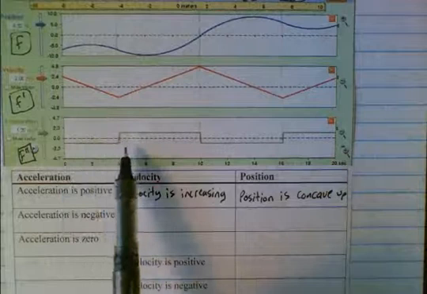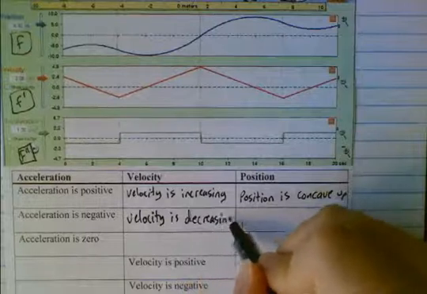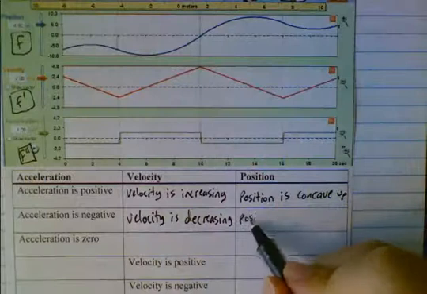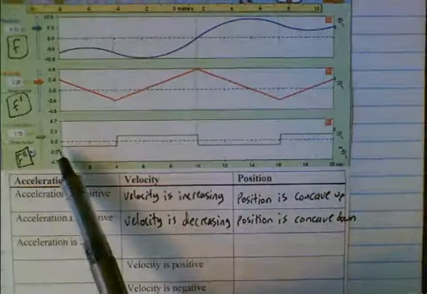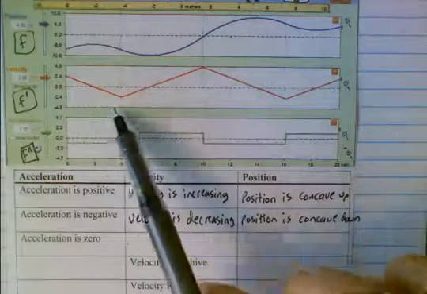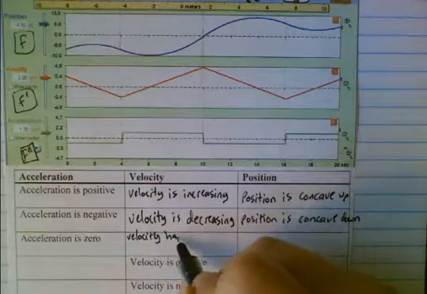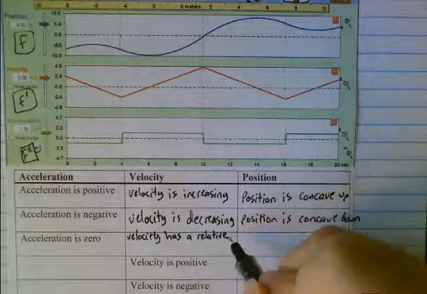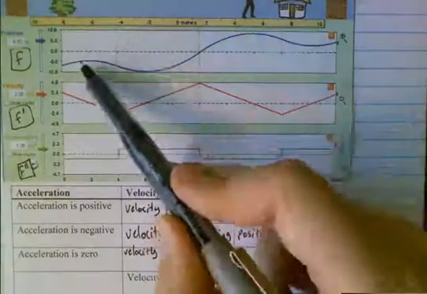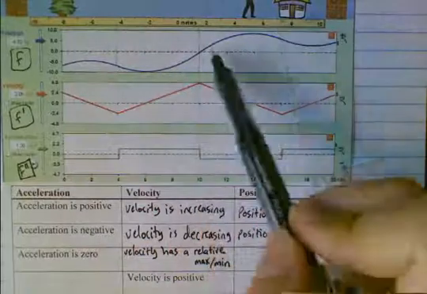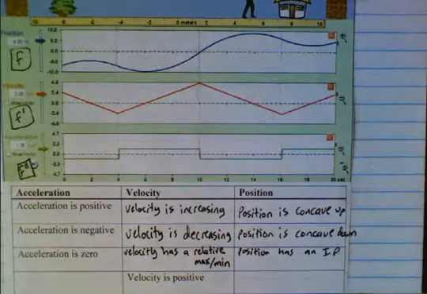Looking at when acceleration is negative, notice velocity is decreasing both times, and position is concave down both times. When the acceleration is 0, so right at these points, velocity has either a minimum or a maximum. And by definition, position is switching from concave up to concave down, and so on and so forth. So position has an inflection point.